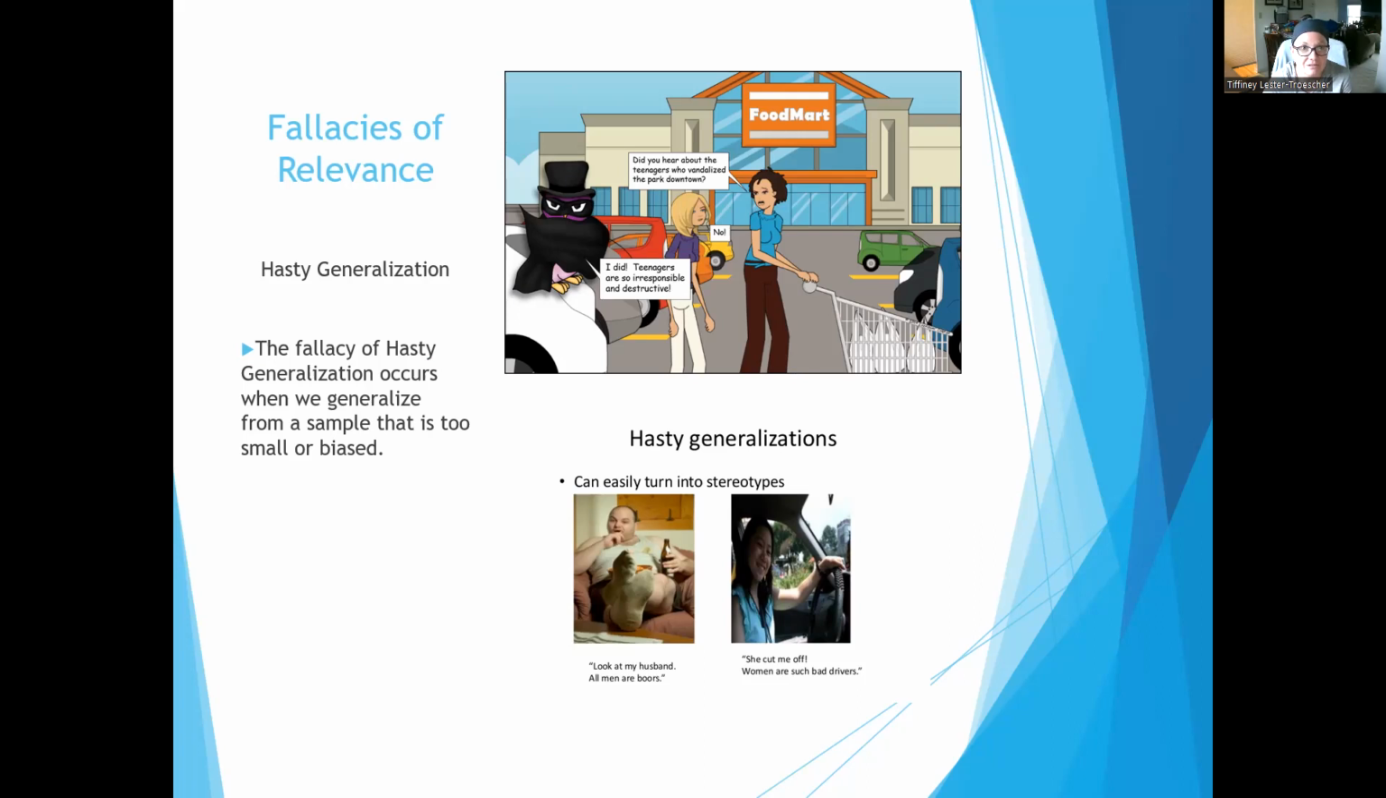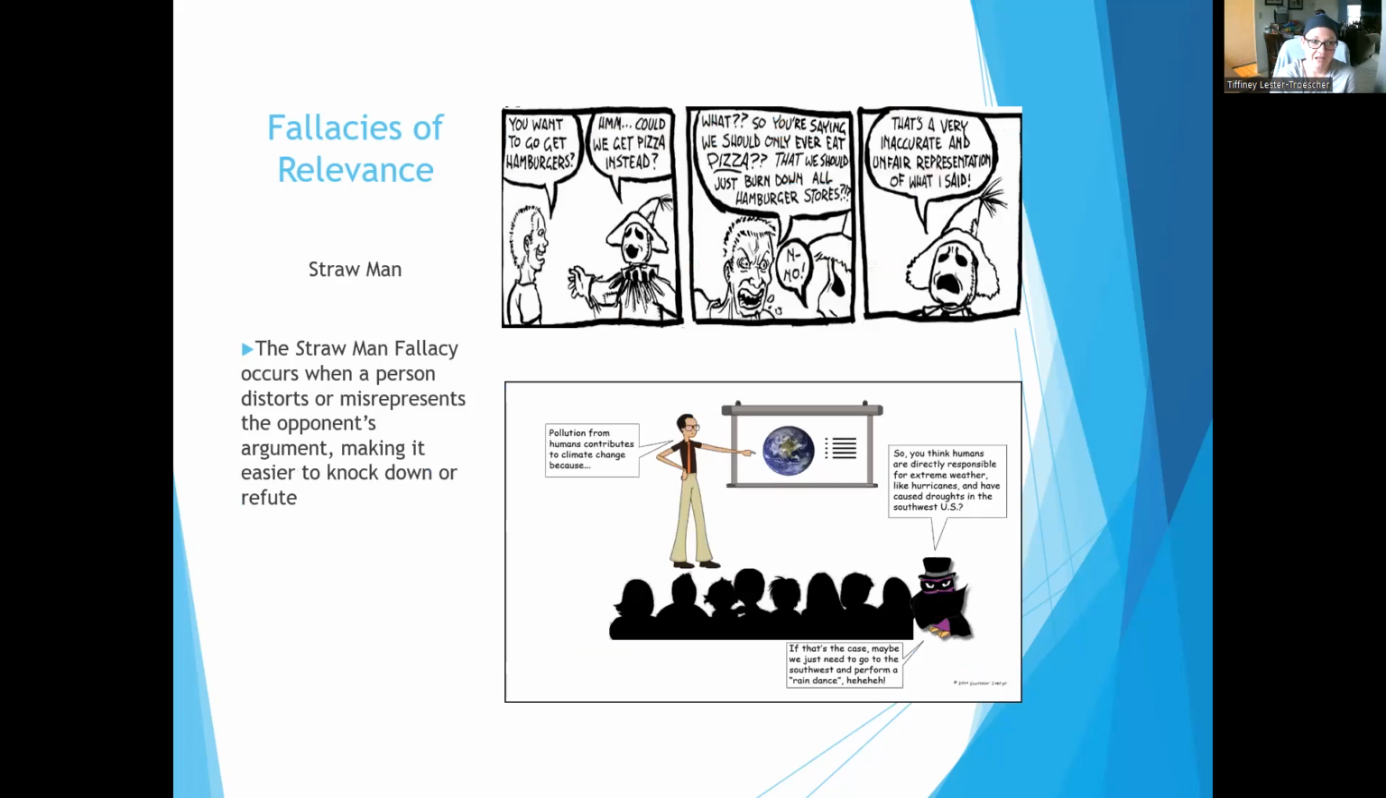It is very similar to stereotyping, but it's not because of the same thing. It's not caused by the same things as stereotyping. Our next fallacy of relevance is the straw man.